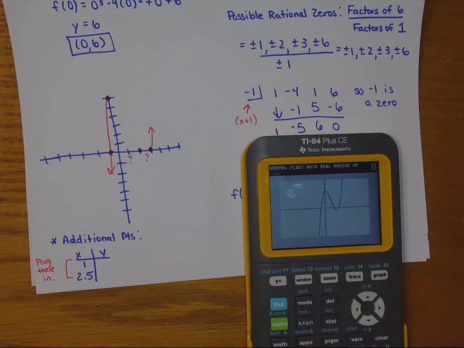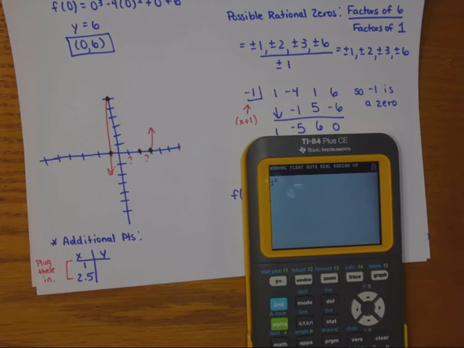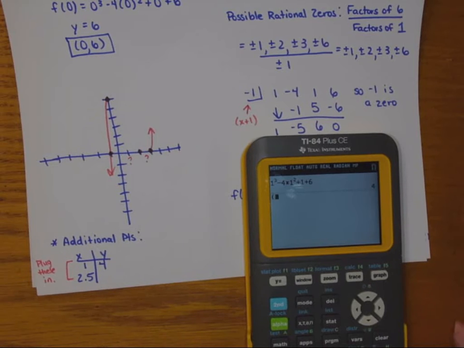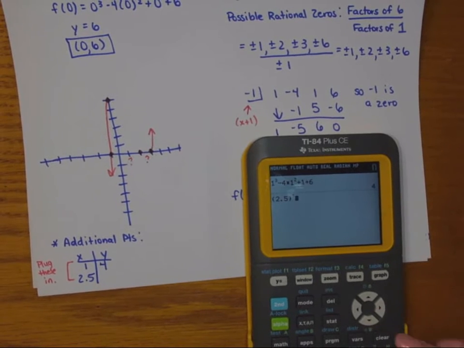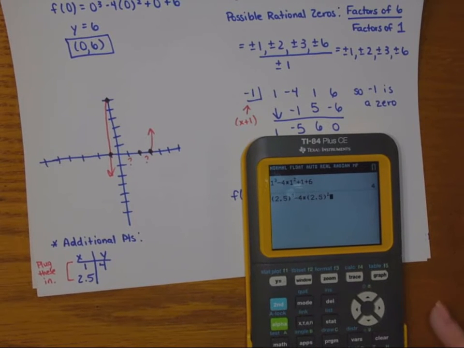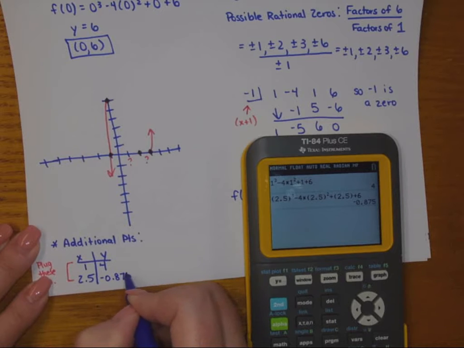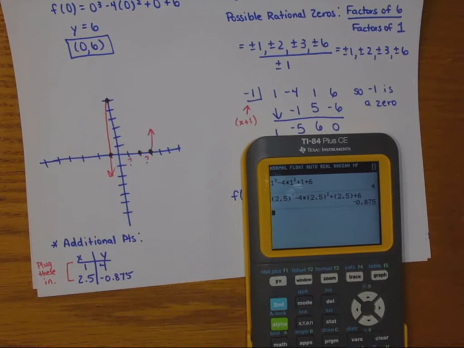So let's do that. I'm going to show you what that looks like. So you're going to do 1 cubed minus 4 times 1 squared plus 1 plus 6. Okay, so I get 4 here. And then let's figure out what 2.5 gives us. So 2.5 cubed. And by the way, I'm plugging it into our original f of x equation, right? So if you wonder where I'm getting that from, that's where I'm getting it from. Plus 2.5 and then plus 6. Okay, so notice you don't go down very far, right? Negative 0.875 is just a little bit under 1.